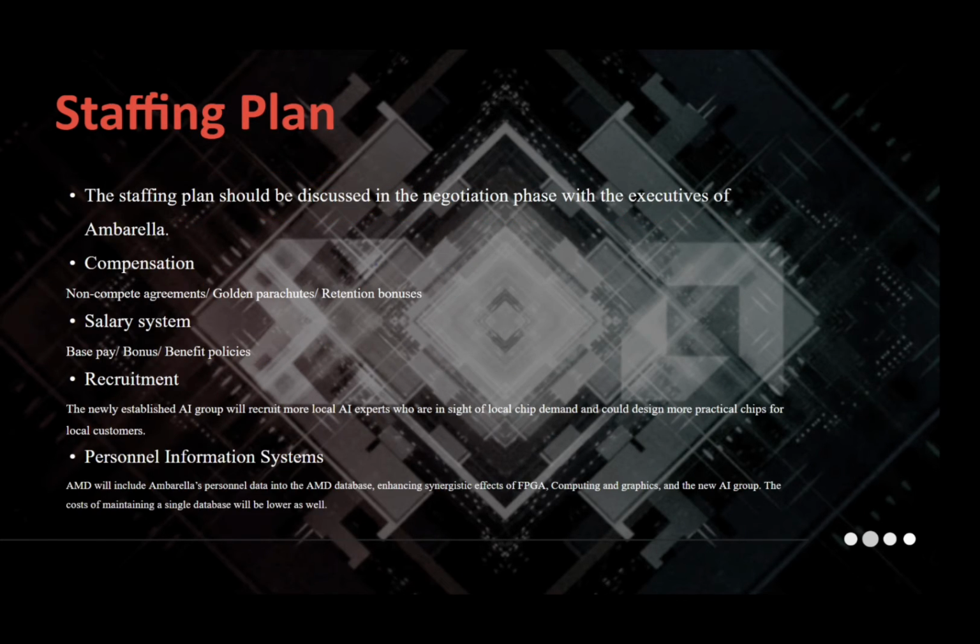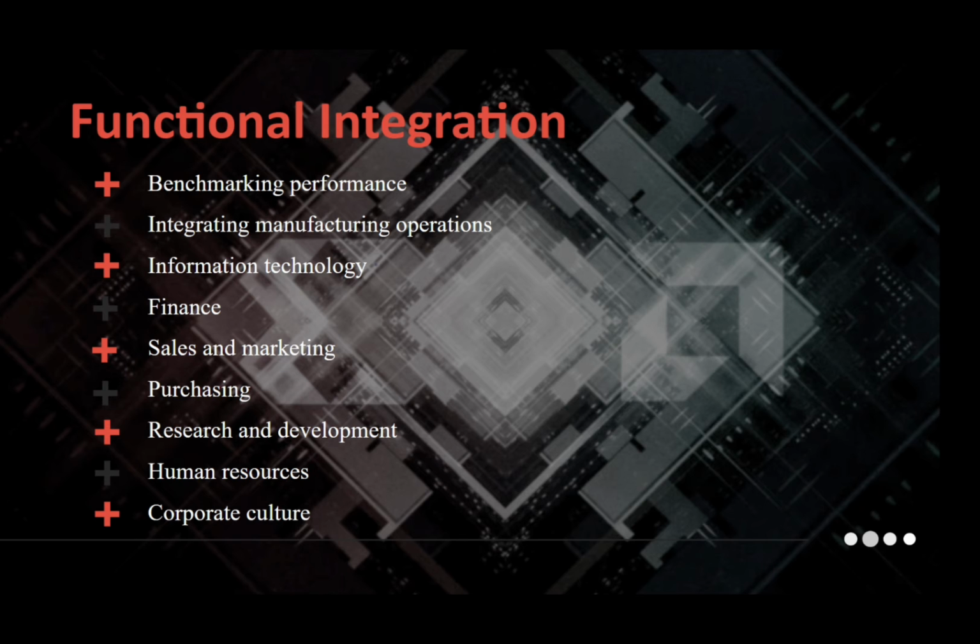Then the staffing plan. The staffing plan should be discussed in the negotiation phase with the management of Ambarella. The newly established AI Group will recruit more local AI experts in China and Europe, who are inside of local chip demand and could design more practical chips for local customers. AMD will also include Ambarella's personnel data into the AMD database, enhancing synergy of FPGA computing and graphics and the new AI group. Then Xinrui will continue to talk about the organizational integration.